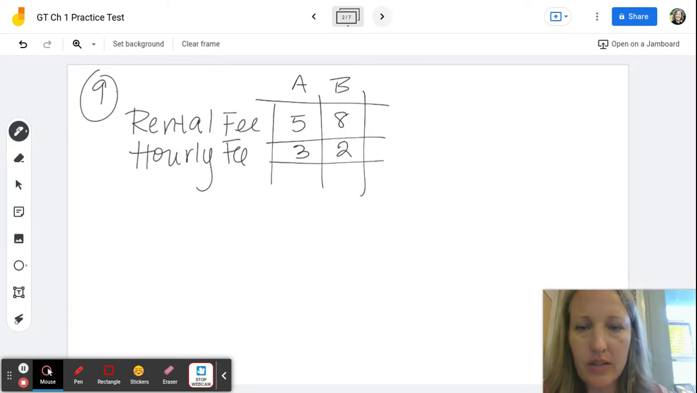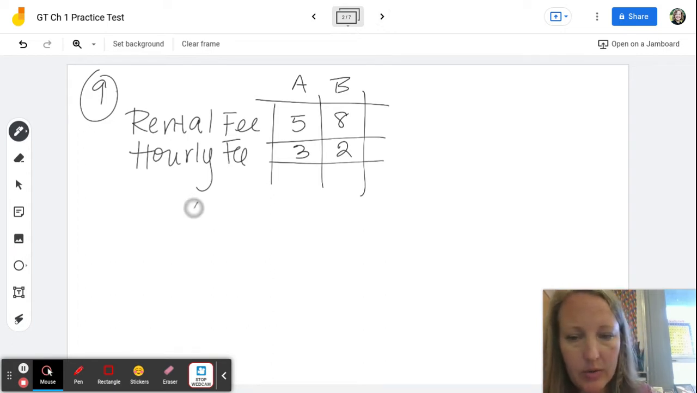Okay, so let's look here. So number 9, we've got these two shops. We have renting skis, and you have to pay an hourly fee and a rental fee. So the rental fee is just a constant, but the hourly fee is more like a coefficient because it can change per hour, right? So first we have to write this as an equation.